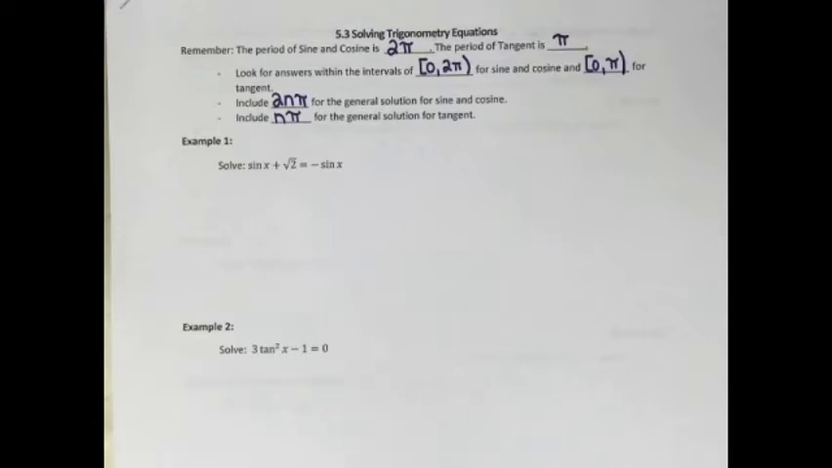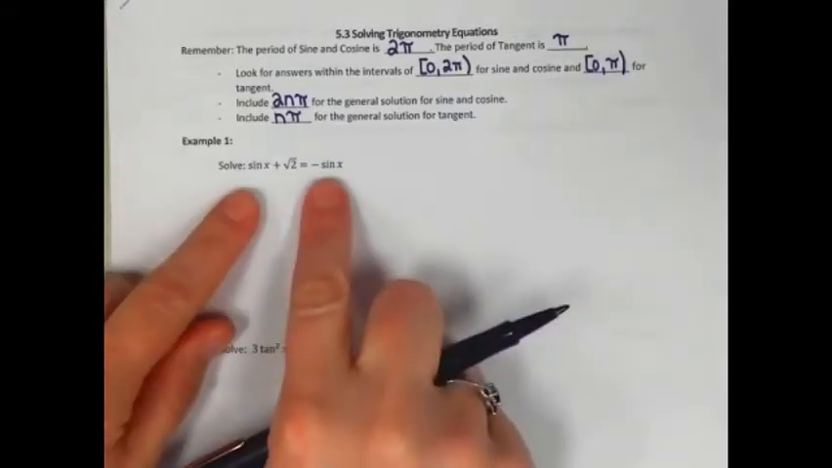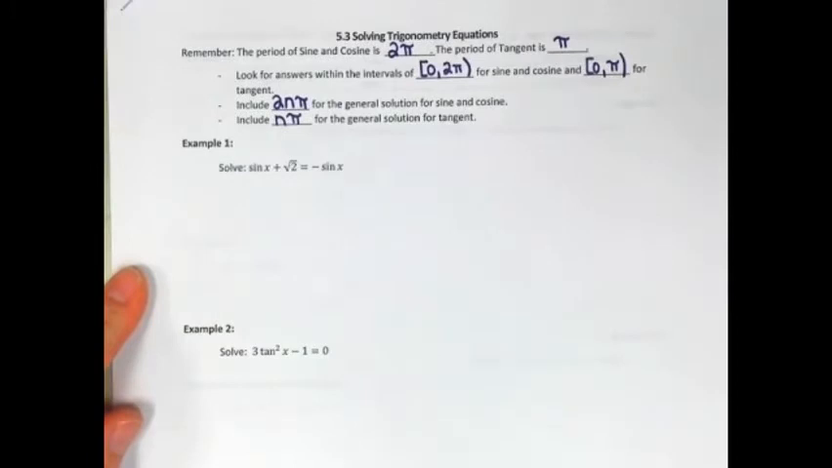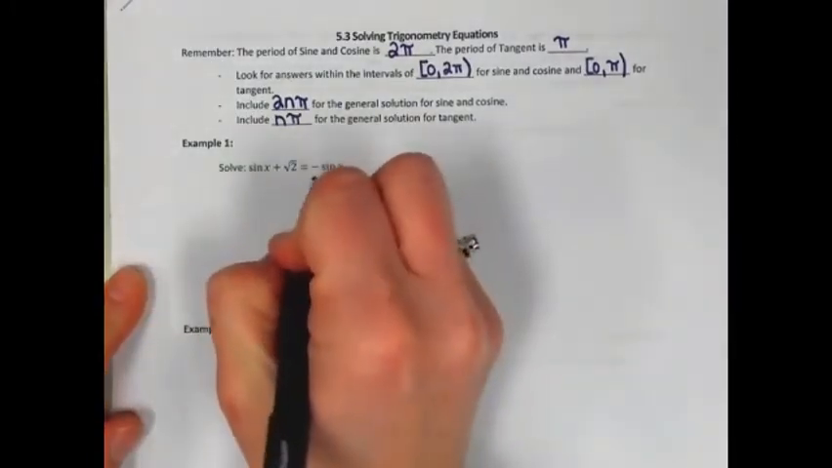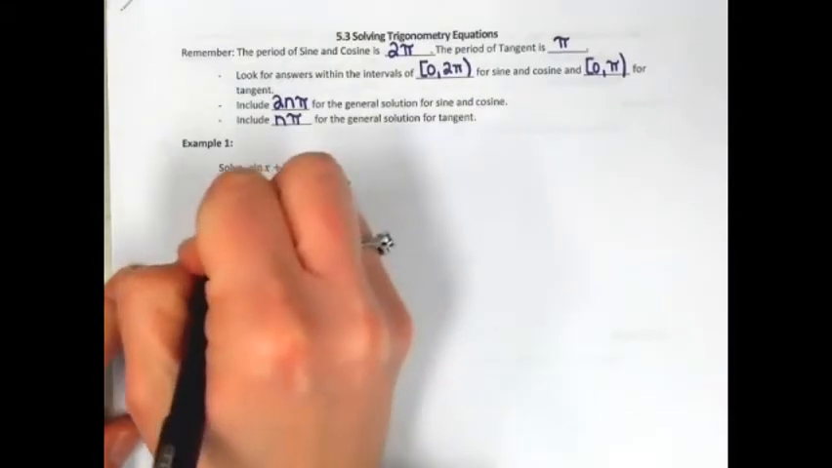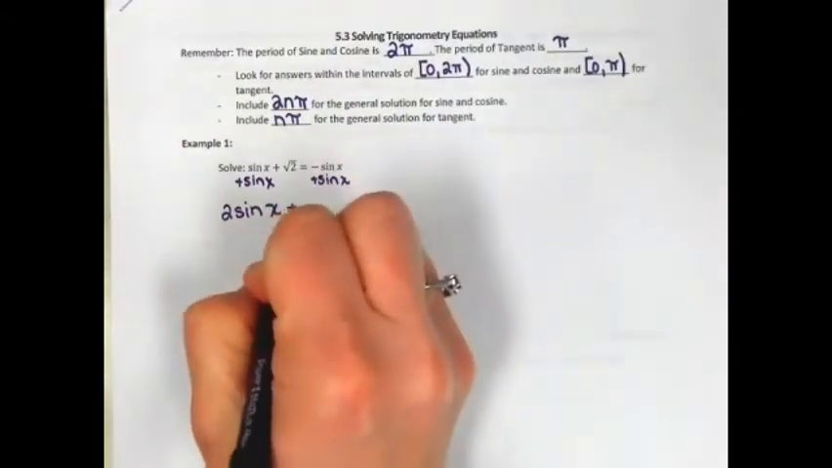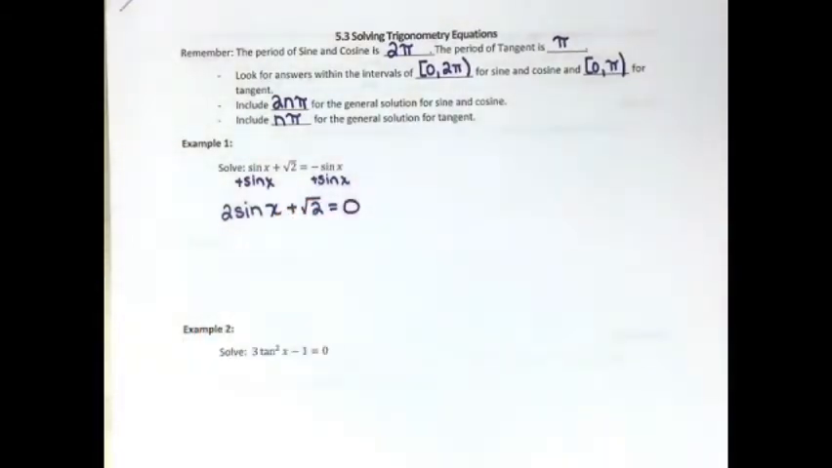So if we're solving sine x plus radical 2 equals negative sine x, we need to combine our sines, right? So how would I move the negative sine x to the other side? When I add it. So we're looking at these trig functions as our variables. So if I had x plus x, what would we get? 2x. So if I have sine x plus sine x, isn't that just the same thing as 2 sine x plus radical 2 equals 0?